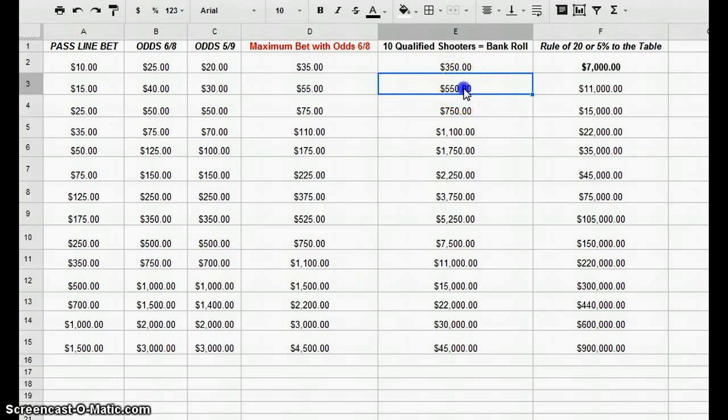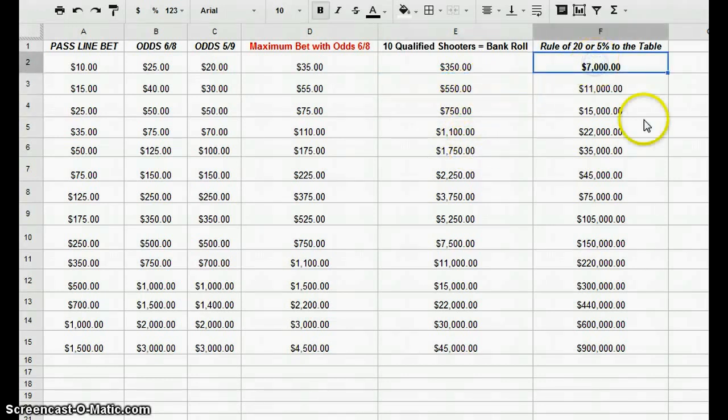If at the end of that session you have, let's say, $1,000, you would pocket the $250, and now you would start at a $25 and play with $750 in your bankroll. Now, let's say at the end of that session, you ended up with $700. You don't just drop down to 550.